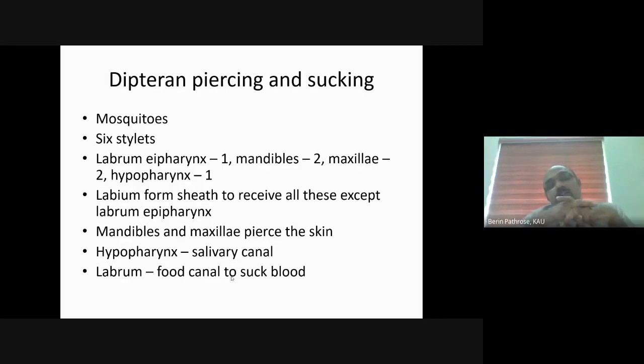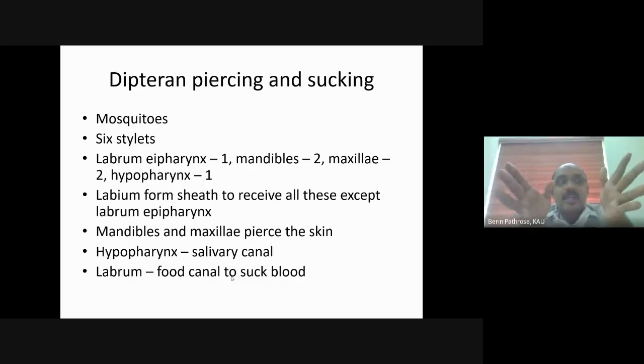Here, instead of the four stylets which we have discussed in the case of hemipteran type, here we have six stylets. We have two mandibular stylets, two maxillary stylets, as we have seen in the case of hemipteran type of mouthparts. Here we have two additional stylets. One is hypopharynx and the other one is labrum epipharynx. So we have six stylets: labrum epipharynx, two mandibular stylets, two maxillary stylets, and one hypopharynx.